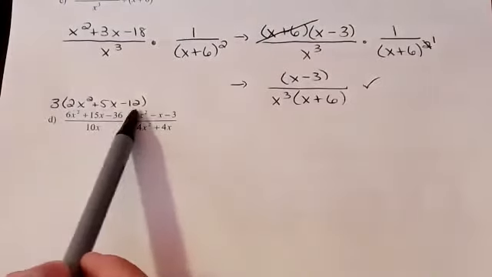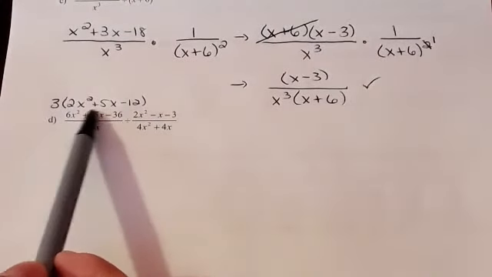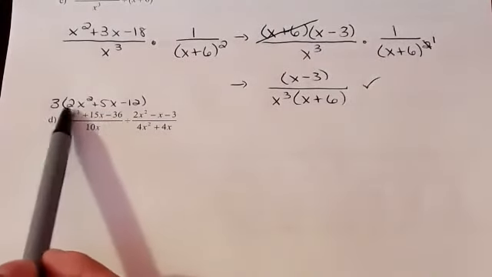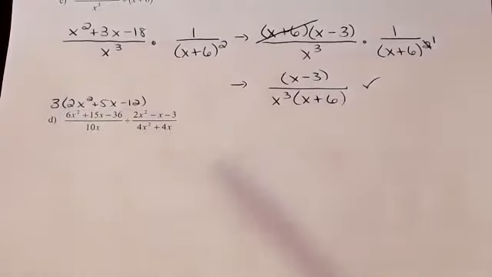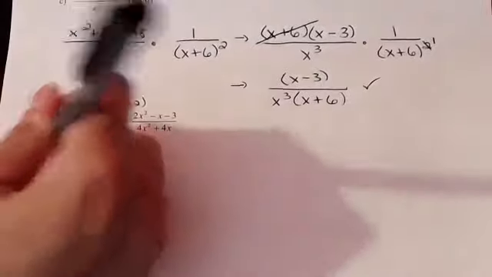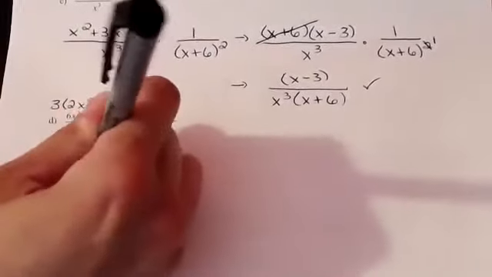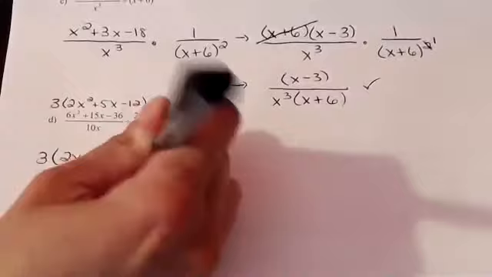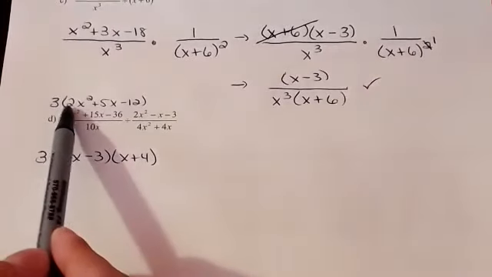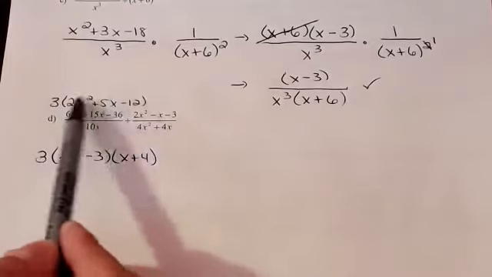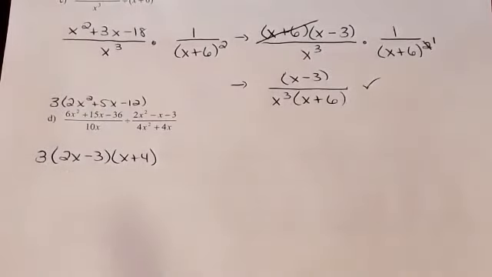The next thing I notice is that I'm going to probably use AC grouping to factor this. And if we use AC grouping, that actually leaves you with 2x minus 3 times x plus 4. That's the numerator. So I factored that completely for you. Again, if you wanted to, at a later date, try factoring 2x squared plus 5x minus 12 to prove that you get 2x minus 3 times x plus 4.